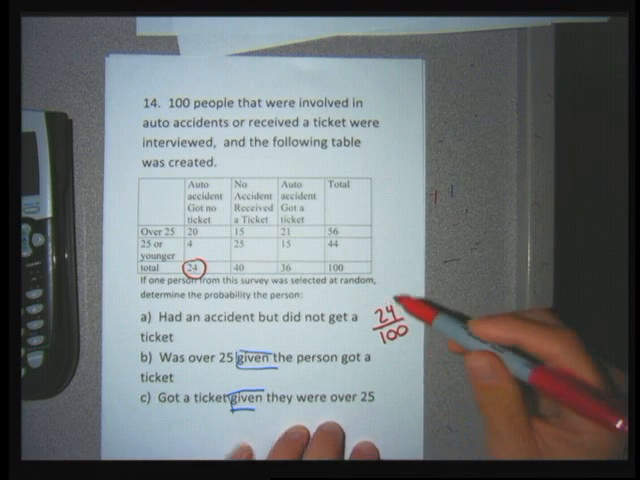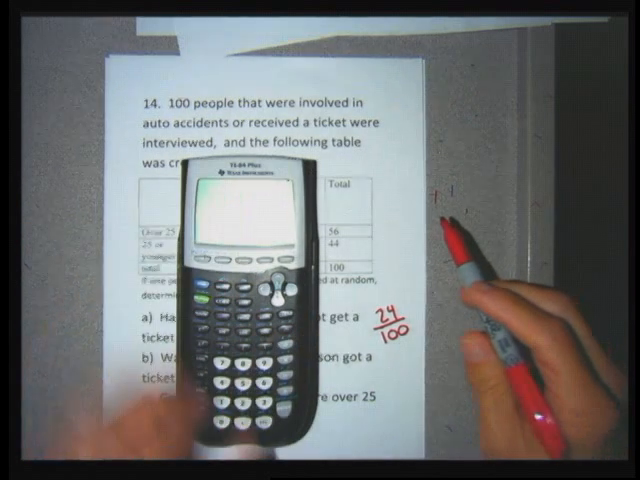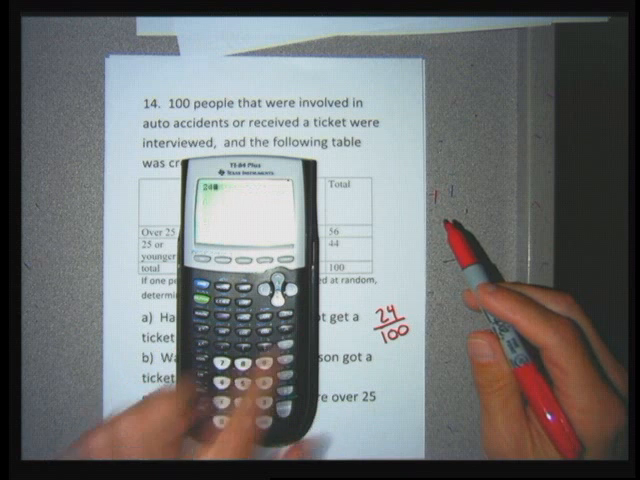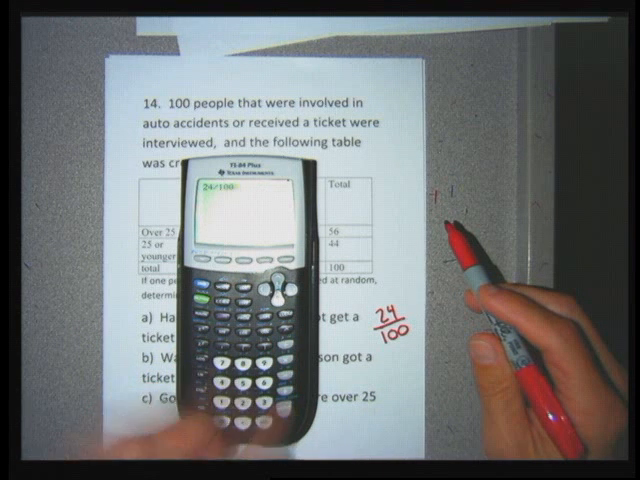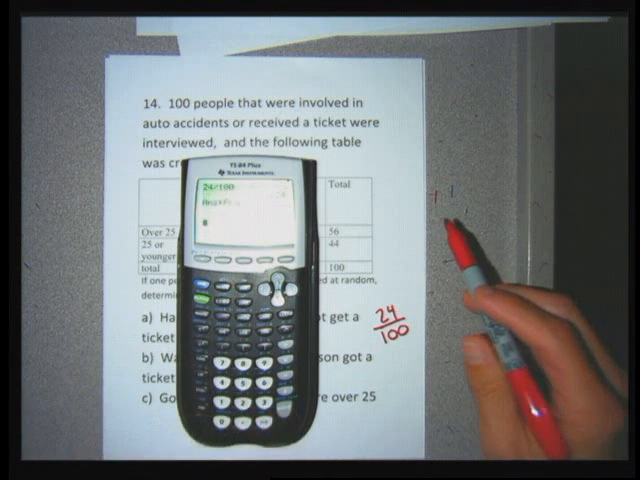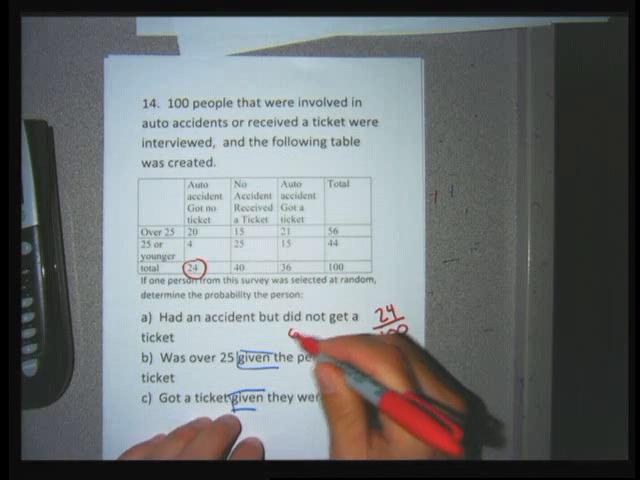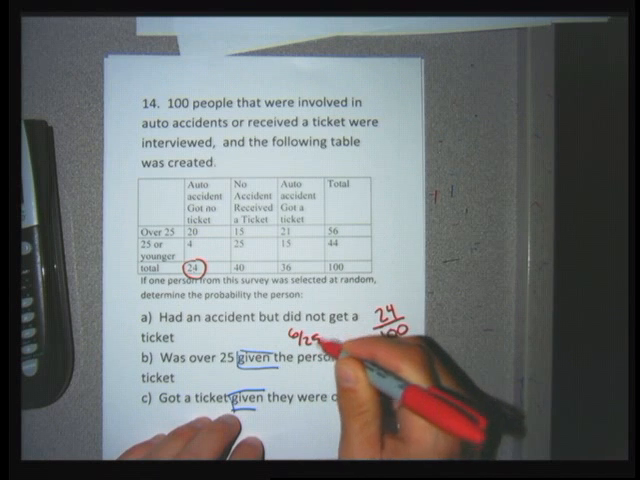I can reduce this without a calculator, but I'll use my calculator to be safe. So I'll go 24 divided by 100, math, enter, enter, and I get 6/25. So the answer to part A that I'd be looking for is 6/25.